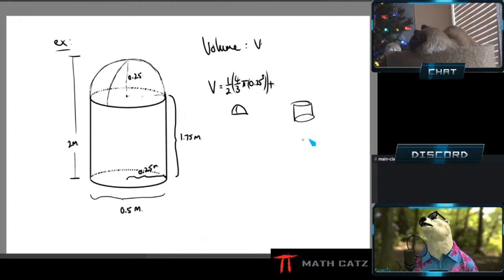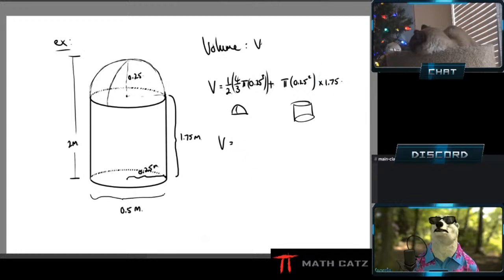Plus the volume of this cylinder, the circular prism, which is the area of the base, pi r squared, times the height. Done. Do it all in one go.